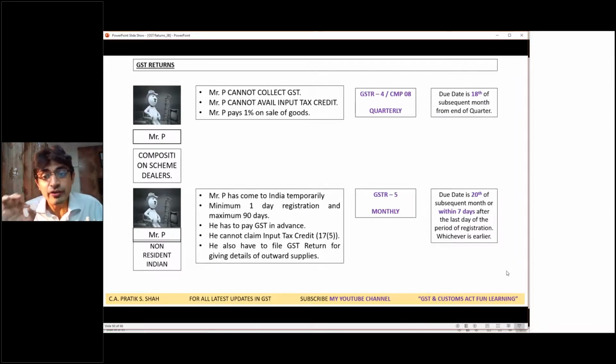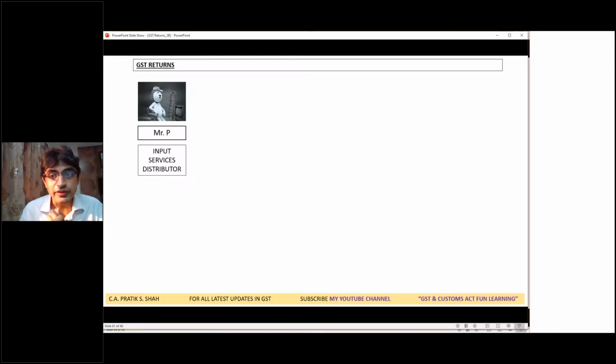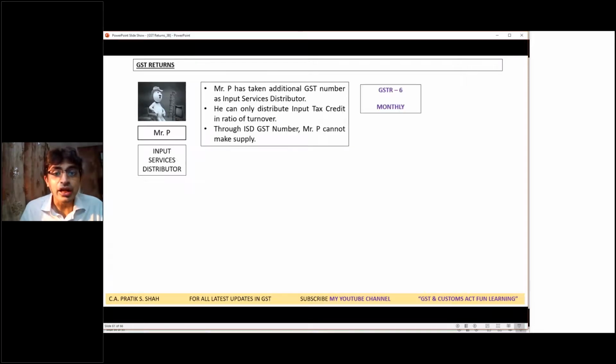Due date is 20th of the subsequent month. Clear? Remember? Good. Next is input services distributor. This is one point which I will explain at a later stage today only or maybe tomorrow. They have to file a return GSTR6 monthly.